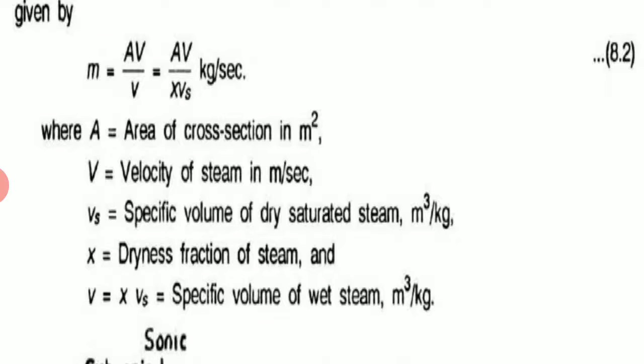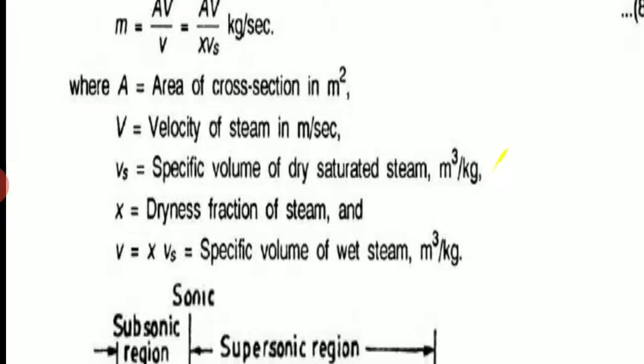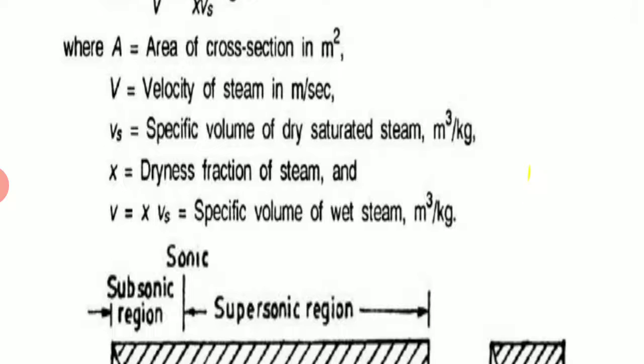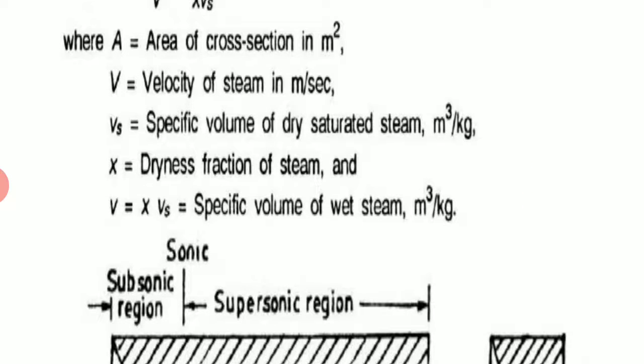So here A is the cross-section area, V is the velocity of steam, Vs is the specific volume of dry saturated steam in meter cube per kg, and X is the dryness fraction. If the dryness fraction is there, then V is equal to X into Vs. This we have already learned in BTD and ATD also.